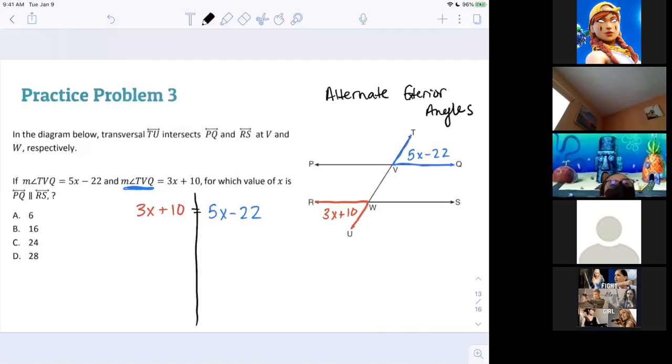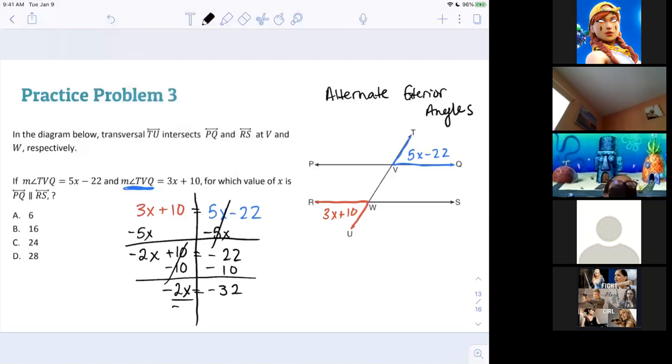All right, I'm running out of time, so I am going to go through this a little quickly. What can I do to both sides? Subtract 5x. 3 minus 5 gives me negative 2, plus 10, and then you divide. X equals 16. Mental math.